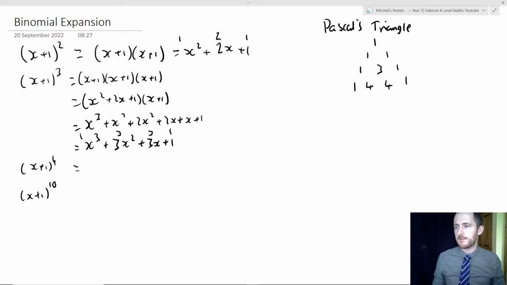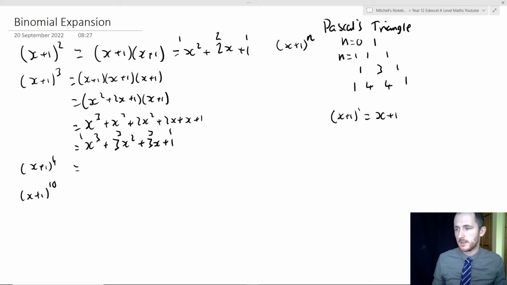Okay? And you can keep following this to basically create what the numbers are going to be in front of this. So this would be for when the power is 0, obviously it's just going to be 1. Then when the power is 1, we just get 1 and 1, right? Because (x + 1) to the power of 1 is just x plus 1. So the numbers in front of these are 1 and 1. Then n equals 2, we get 1, 2, 1, and so on.